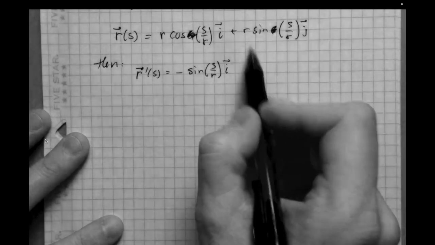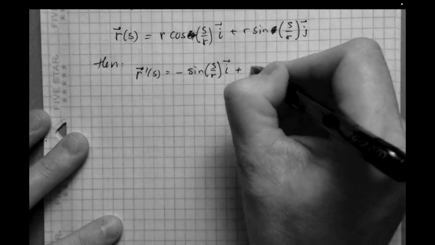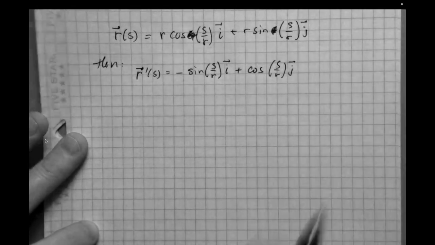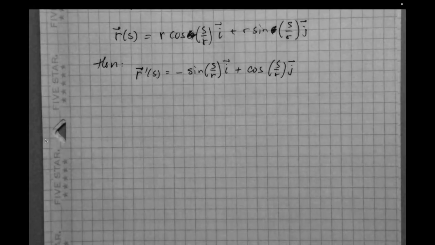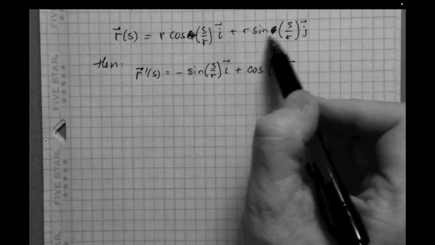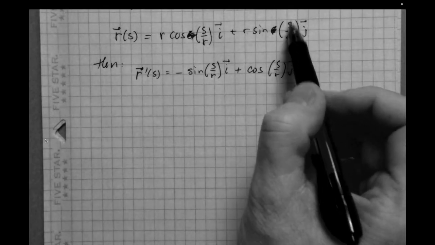And then the same thing will happen over here when we differentiate this. This will become a cosine s over r times j. Okay, so again, that's just the chain rule. You differentiate the outside function, which is the sine function, and then you differentiate the inside function with respect to s, which is s over r. And you just get 1 over r. And then the r's cancel. That's what's happening there.